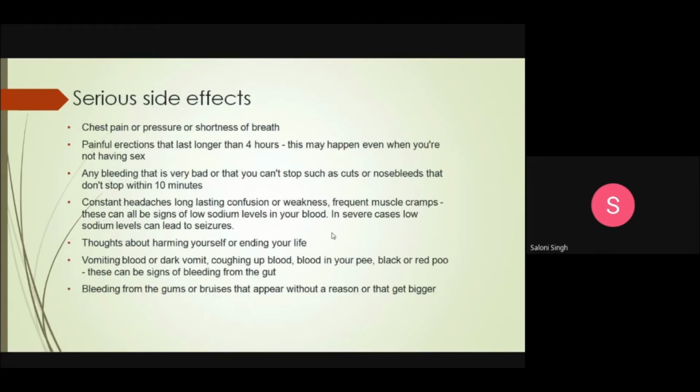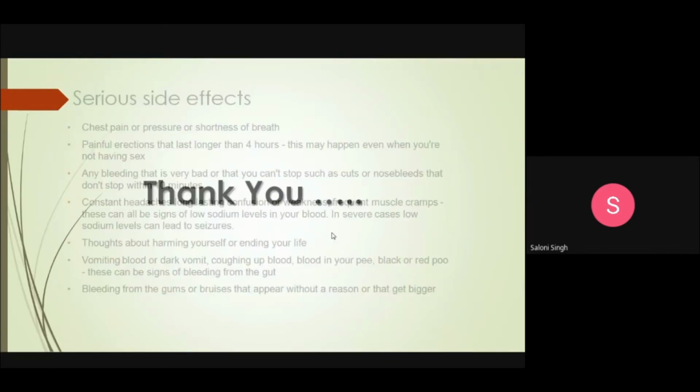If you don't take the proper dose, you will have very serious side effects, like chest pain and shortness of breath, and irregular menstruation or bleeding. You have constant headache, weakness and muscle cramps. How does it happen? Due to the presence of a low sodium level in your blood. And sometimes it also gives you suicidal thoughts, like you feel like finishing your life, and vomiting.